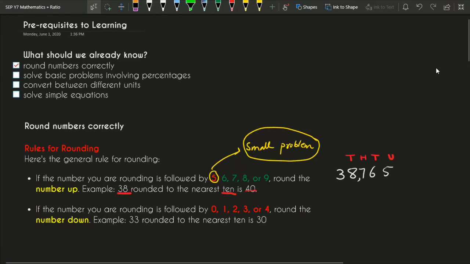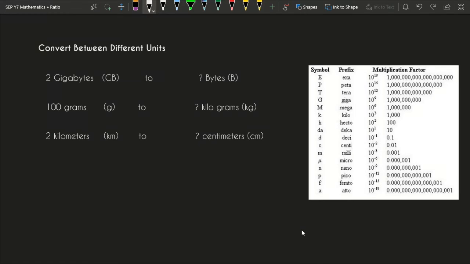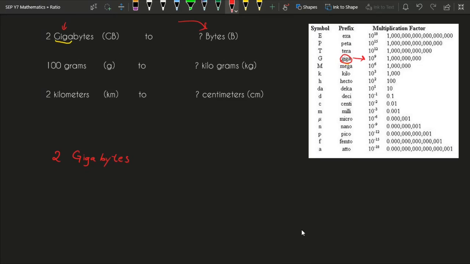We have now achieved the second objective of our video. Let's move on to the next one. Let's convert between different units. Our first question is conversion of 2 gigabytes into bytes. Looking at the chart, we can find out that giga is equal to 10 raised to the power 9, which tells us that giga is just a number. 2 gigabytes needs to be converted to bytes.